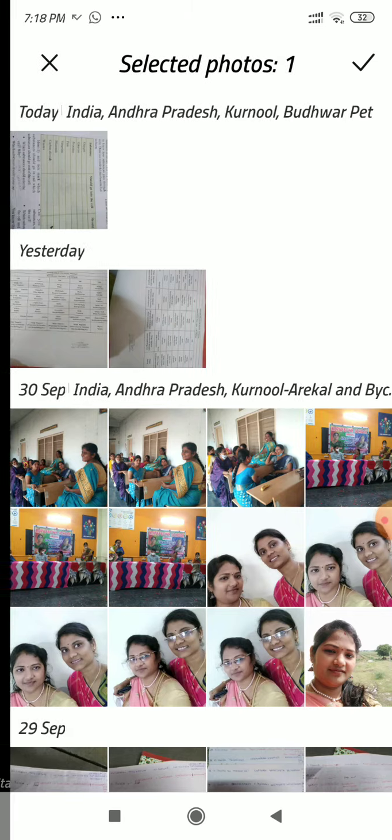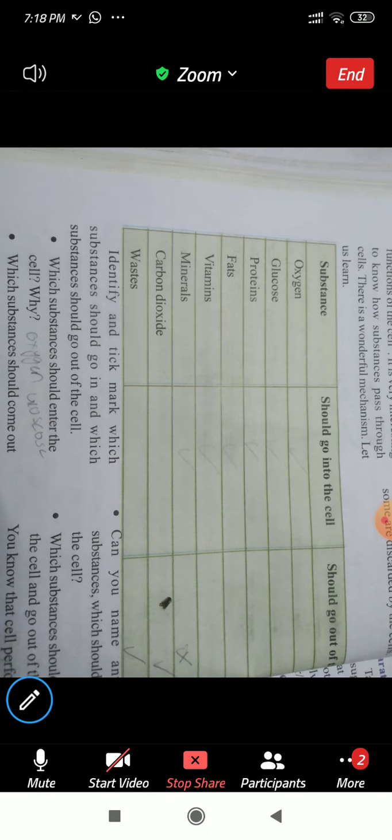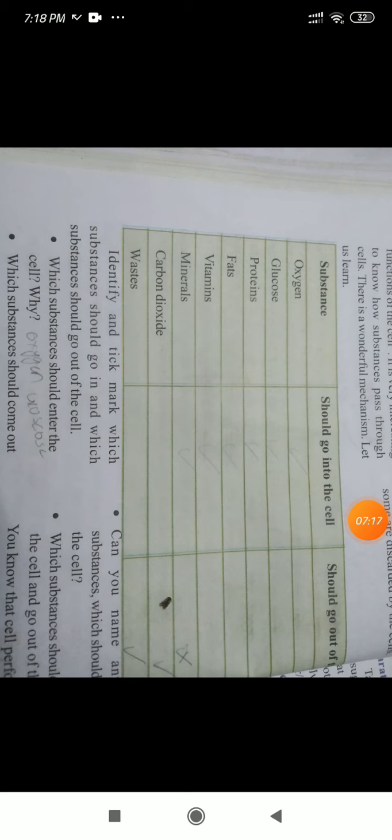See here, a table which you had given in your textbook. Oxygen should go into the cell, so that's why the plasma membrane gives entry, giving permission to get into the cell. Glucose should go into the cell. Proteins should go into the cell. Fats should go into the cell. And vitamins, minerals, carbohydrates, all of these have to take entry into the cell.